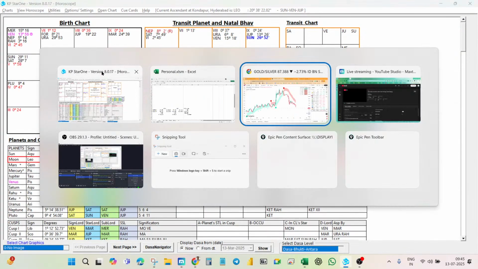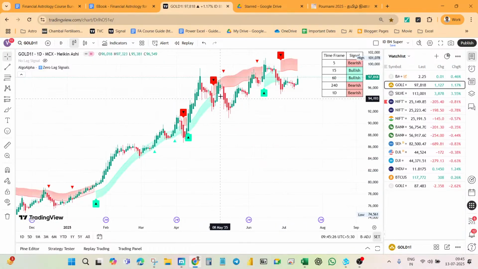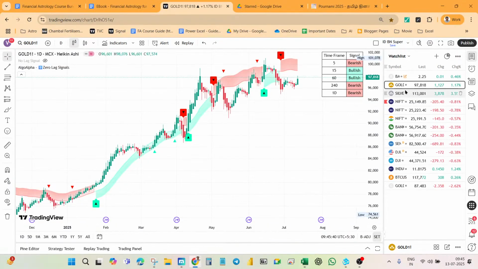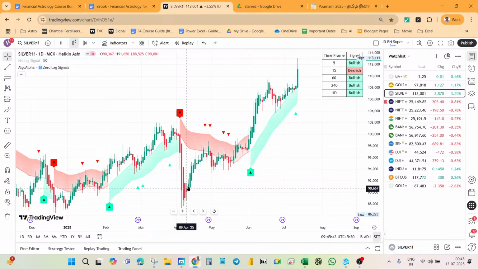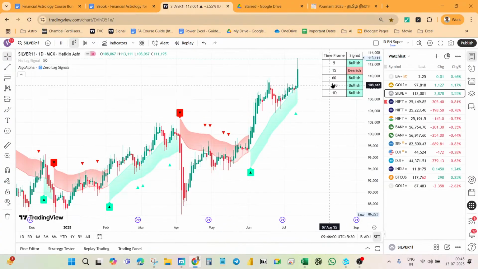Okay, 13th May. Let me take the rate for gold that day. Roughly around 13th May, the rate is around 93,397. And the silver rate at that time, around 13th May, was roughly 96,591. This is the entry you are taking, one lot of gold and two lots of silver. Now when you see the exit, what is the price now.